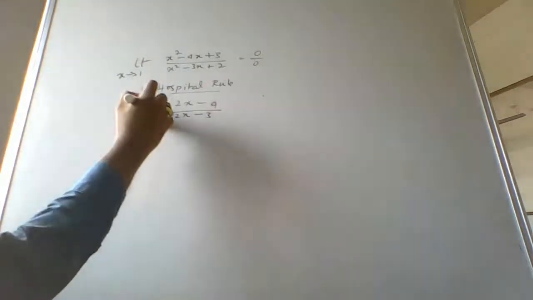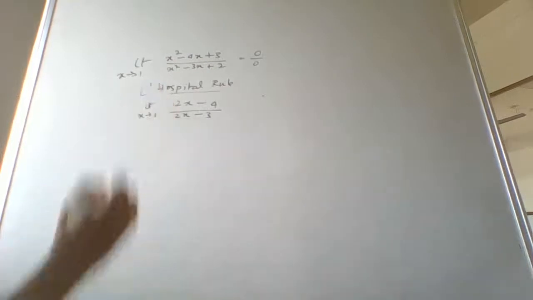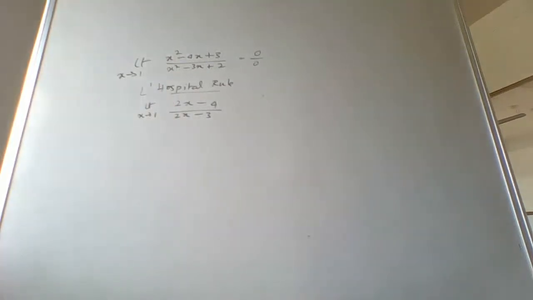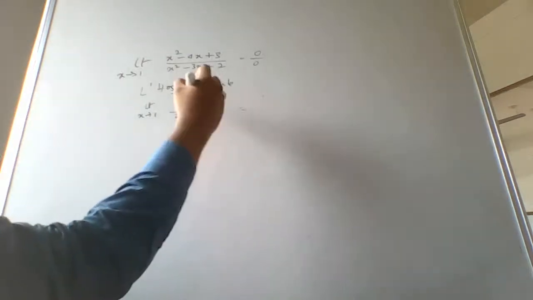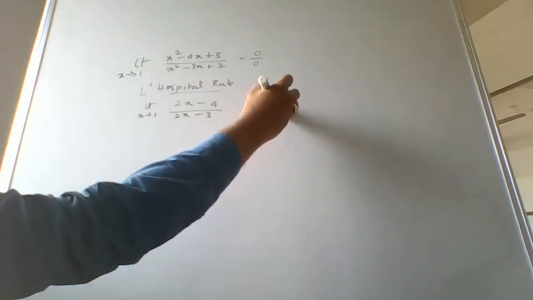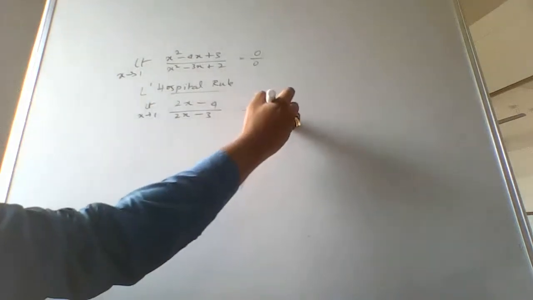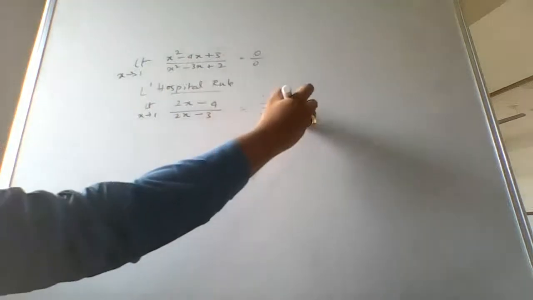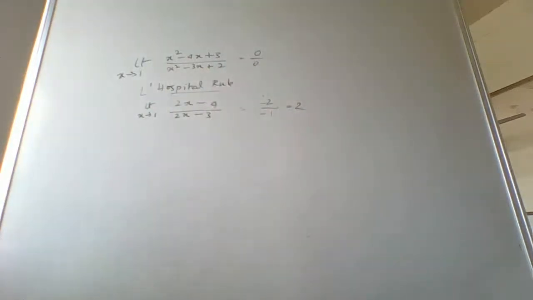Okay, I differentiate with respect to x, because x is the variable here. So now I have done this. Now when I substitute, I get minus 2 here, and here I'll get minus 1. Okay, so this would be 2. The answer is 2 here. Fine.